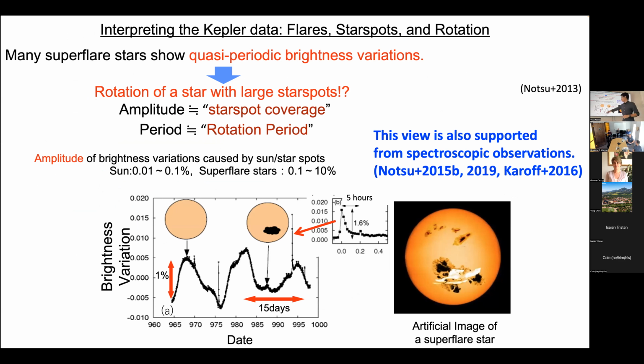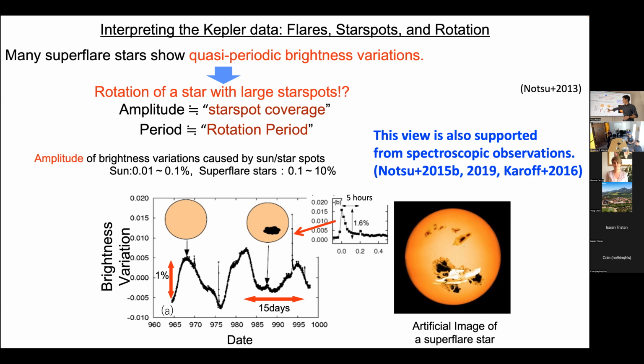If we look at this light curve, there are a lot of superflares, but there is also modulation. Many superflare stars show quasi-periodic, roughly periodic brightness modulations. After a lot of investigation, these modulations can be explained by the rotation of a star with large star spots. If there is a very big starspot located on the surface of the star, when the starspot is on our side, the star's brightness becomes fainter. On the other side, the star's brightness becomes brighter.